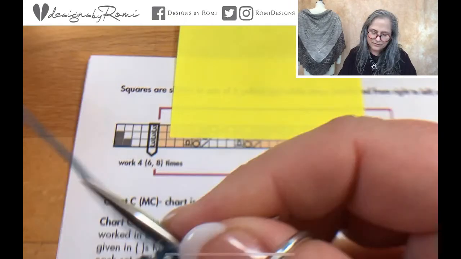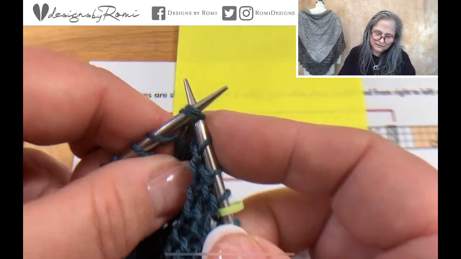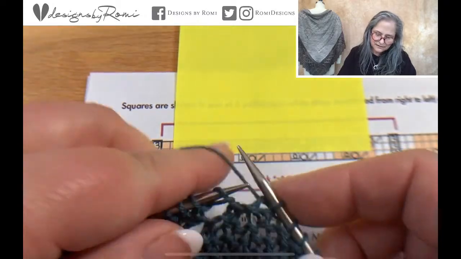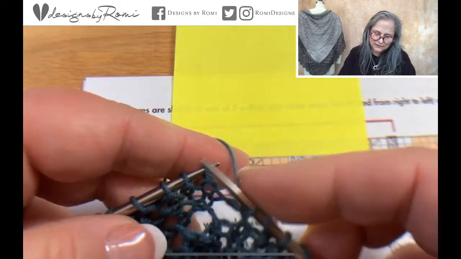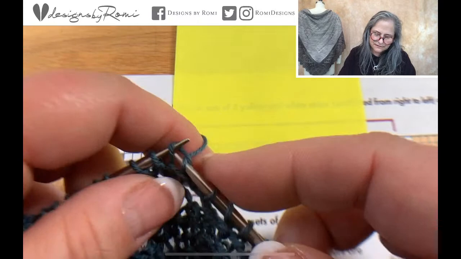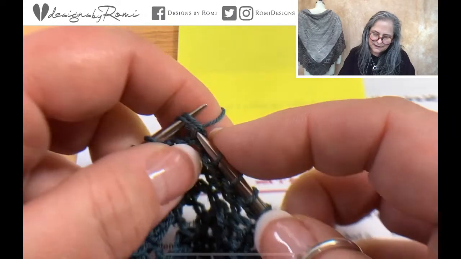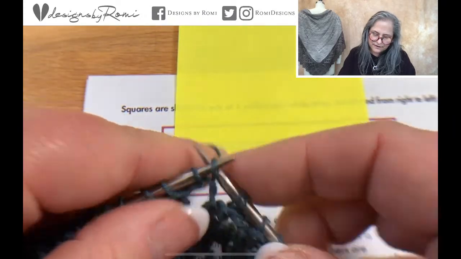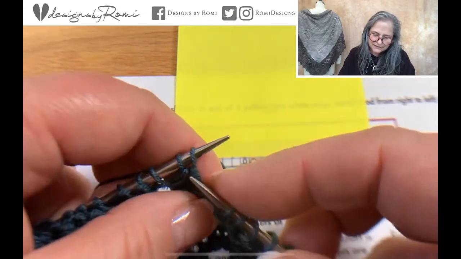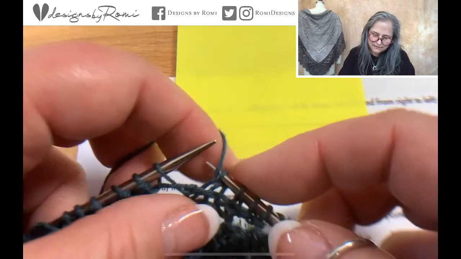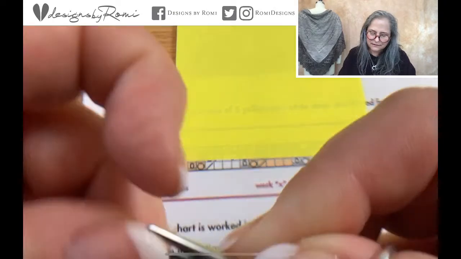Now I'm going to do a knit 2 together, yarn over, knit 1 through the back loop, and knit 3, and then knit 2 together, yarn over, knit 1 through the back loop, knit 3. Okay, and now I'm to the end of this little pattern section here.